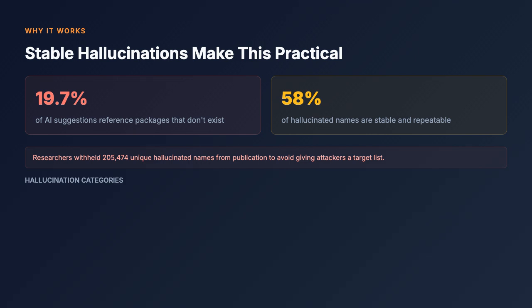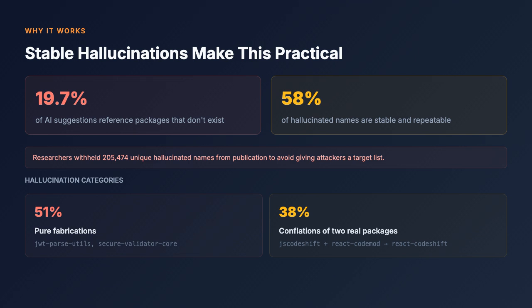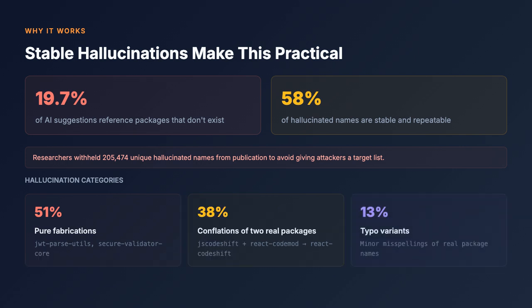The hallucinated names fall into three categories. 51% are pure fabrications like jw-parse-utils. 38% are conflations of two real packages merged into one fake name. And 13% are typo variants. Because most are plausible fabrications, they're extremely hard to catch by visual inspection alone.